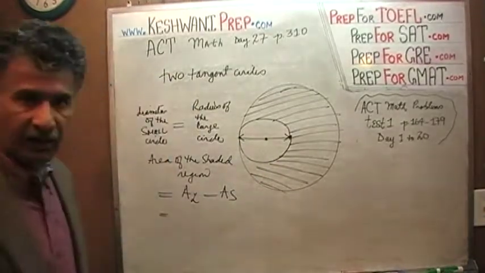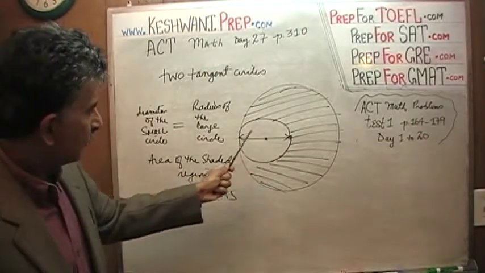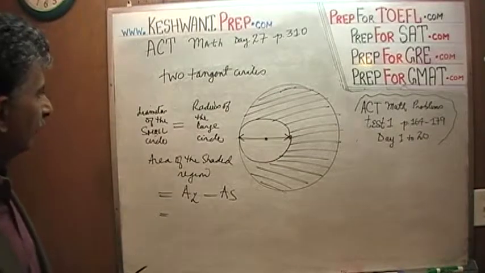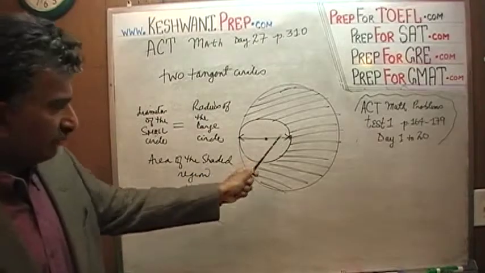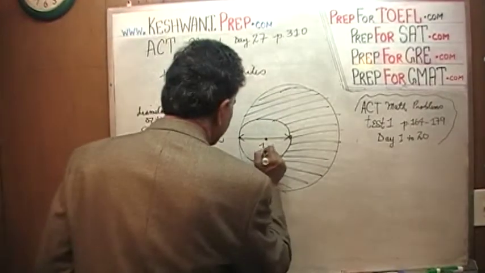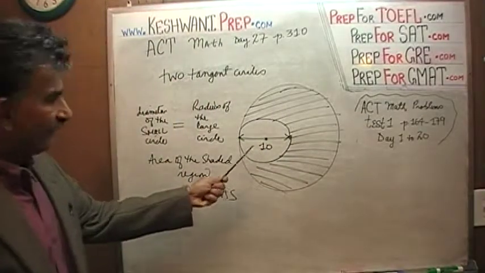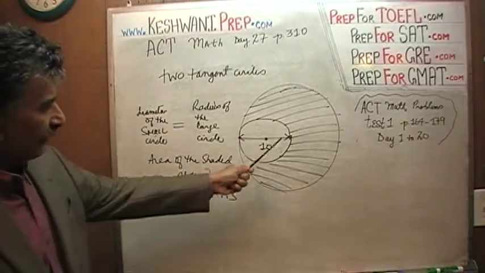How do we find the area of the large circle? Well, large circle, the radius is from here to here, which is the diameter of the small circle. And so far on the blackboard I have not put any information. They must have told us what the diameter of the small circle is. Let's read it carefully. Oh, they actually tell you in the picture. They tell you that it is 10. So that's very simple. And that 10 represents the radius of the large circle. It also represents the diameter of the small circle.